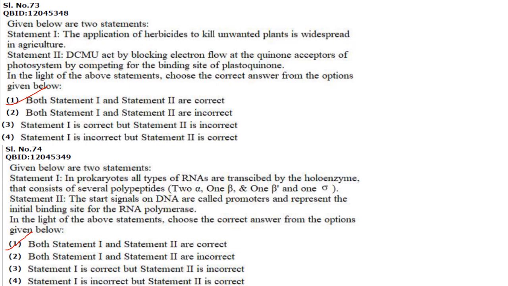Then next one. In prokaryotes, all types of RNAs are transcribed by the holoenzyme that consists of several polypeptides, 2 alpha, 1 beta, 1 beta dash and 1 sigma. Statement 2. The start signals on DNA are called promoters and represent the initial binding site for RNA polymerase. So here also both the statements 1 and 2 are correct.